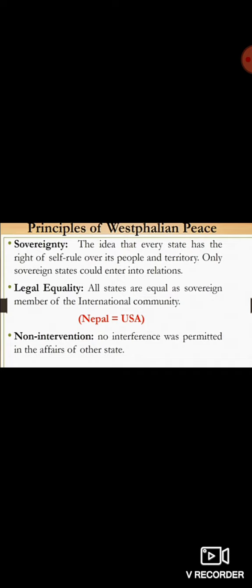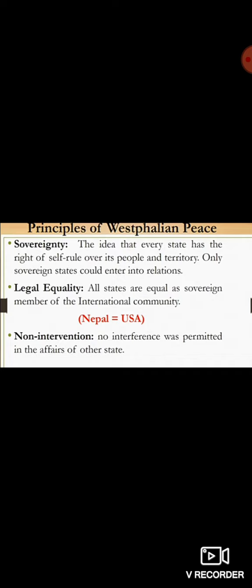The second point is legal equality. All states are equal as sovereign members of the international community. It means that the Westphalian Peace Treaty gave importance to the legal equality of states. A wealthier country or state cannot interfere in the problems of a poor, less powerful country. So it has given legal equality. For example, according to this treaty, Nepal and USA are equal because both are sovereign states.